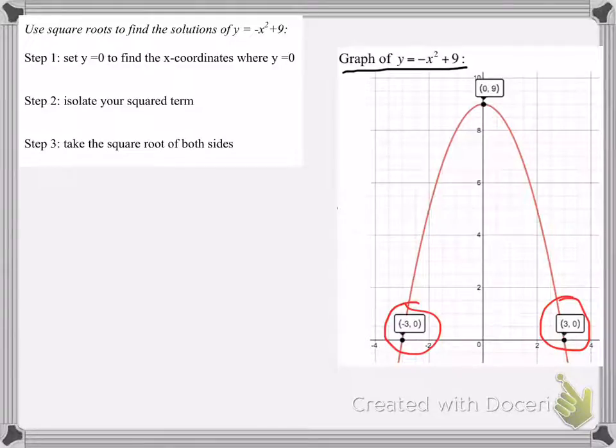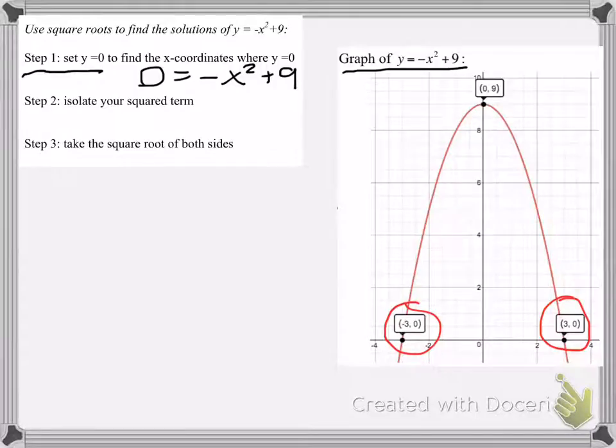Well, we can think about this and say, I want to know when y equals 0. So step 1 here is let's set y equal to 0 so that we can set up an equation that we'll be able to solve. So what that looks like with this equation we have is 0 equals -x squared plus 9. Now we're going to solve this equation, so we want to get the x squared by itself so that we can end up taking a square root.